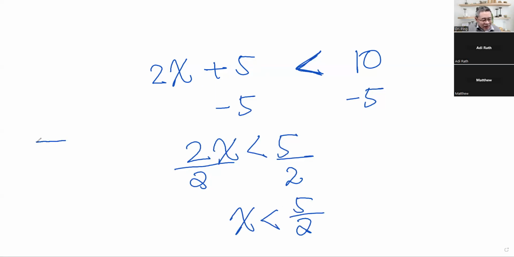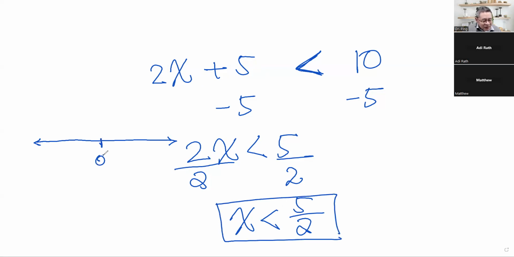Okay, and in the xy coordinate, this is the one dimension because we only have x. So this is a 0. And the way we're graphing it, this is 2.5. So 1 here, 2 here, 3 here, 2.5. Then we're going to draw a circle on 2.5. When you draw a circle, that means x does not equal 2.5. Then we draw a line, go this way. Okay, that's just one.